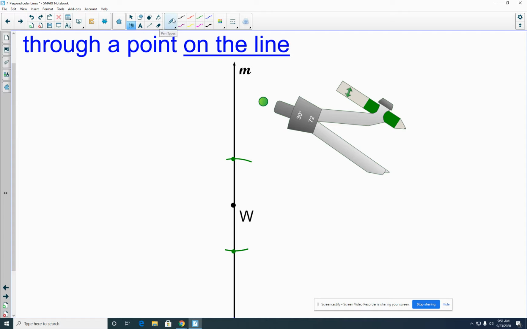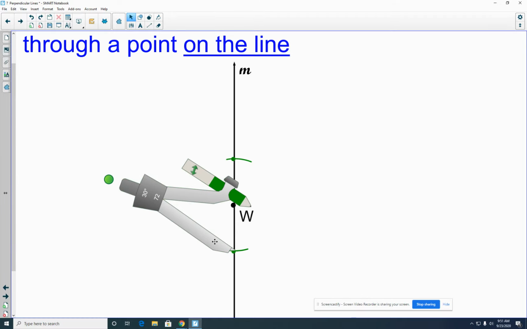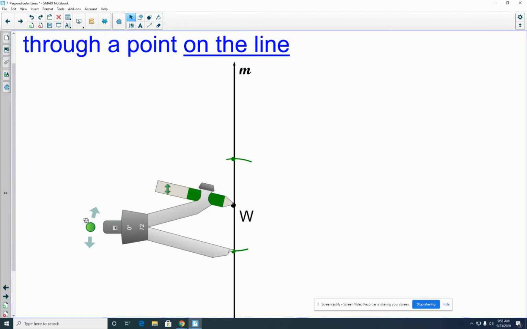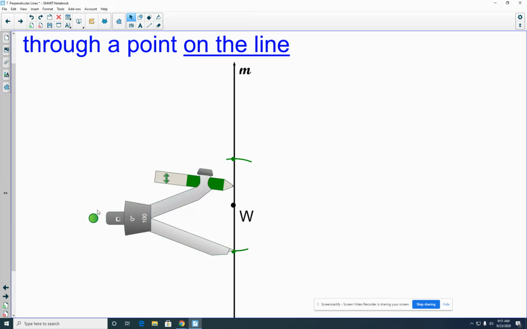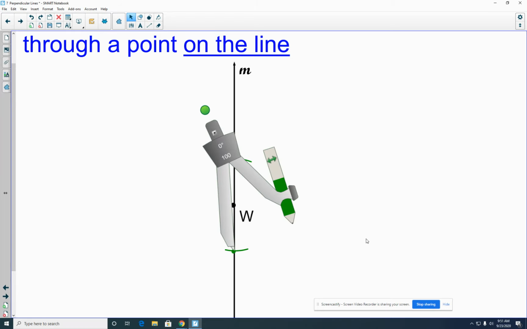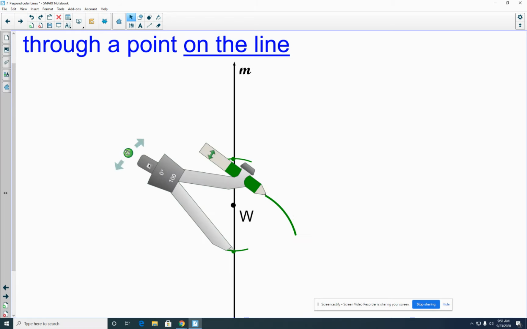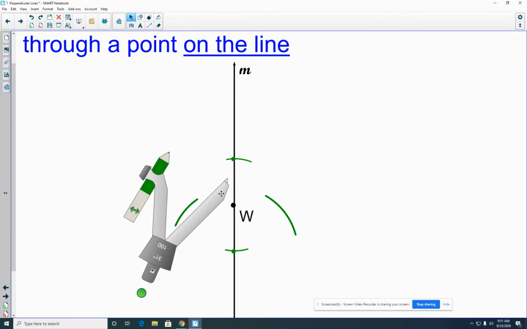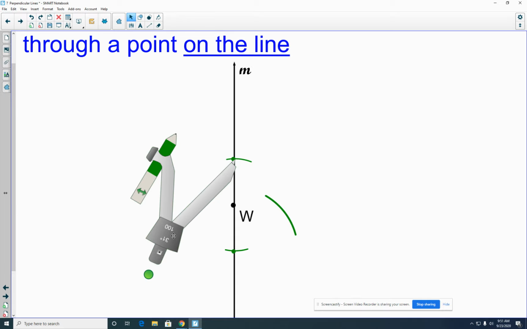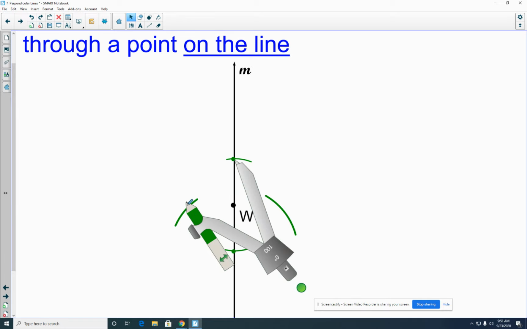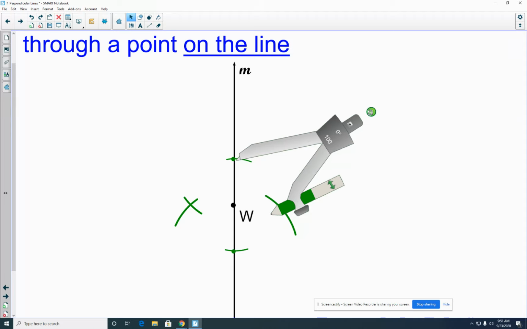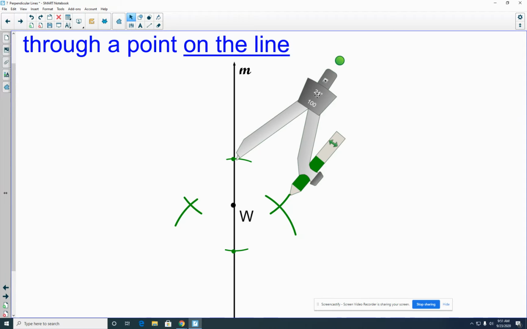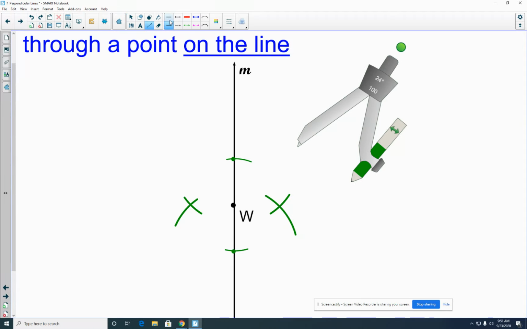Okay. That means we're now going to work to do the perpendicular bisector of that segment. So I'm going to use those endpoints, needle on one, open up more than halfway. I need arcs on both sides of the line because my point is on the line. So above and below. Okay. Flip it around, keep it the same. So move the needle to the other endpoint. One arc that intersects. And again. Fantastic. And now connect through.